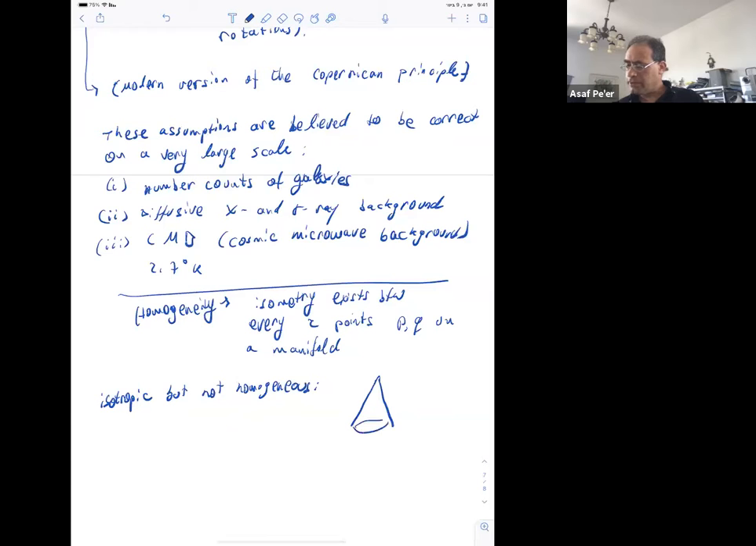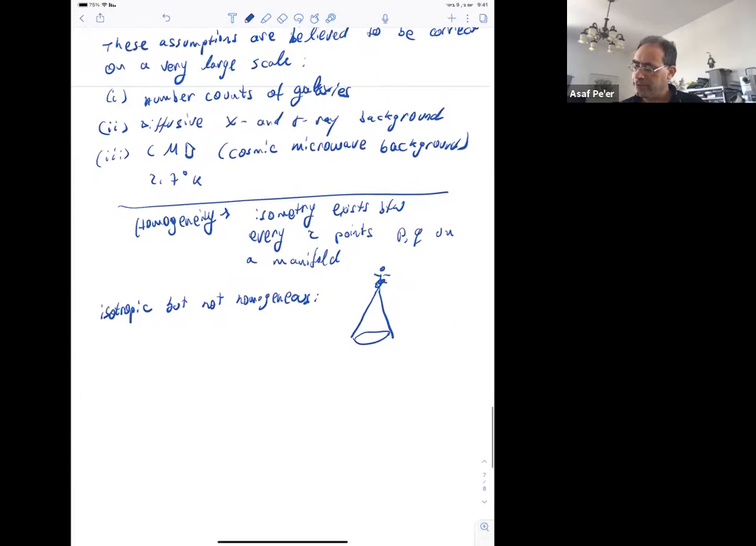A cone is an isotropic space. If you're standing on the apex of the cone, everything looks isotropic, but of course it's not homogeneous. Now you can also have a situation where you have a space that is homogeneous but not isotropic. You have something like a field that goes like that. It's homogeneous, but not isotropic.